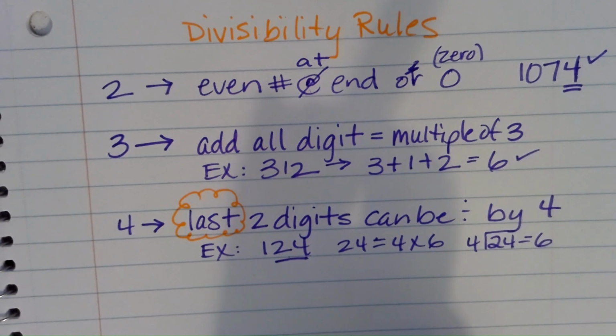Why don't you do 1? Because 1 goes into everything. 1 times itself equals the number. I don't need a divisibility rule by 1. These are tricks. Everything is divisible by 1.